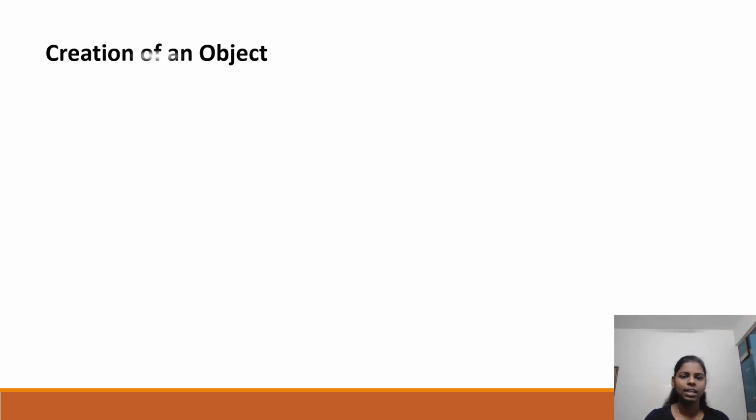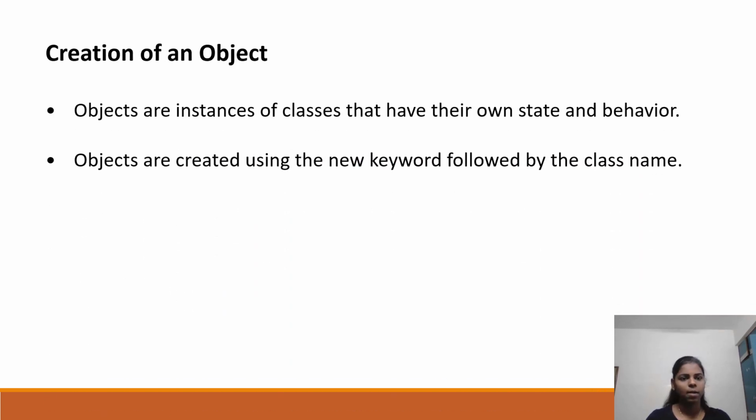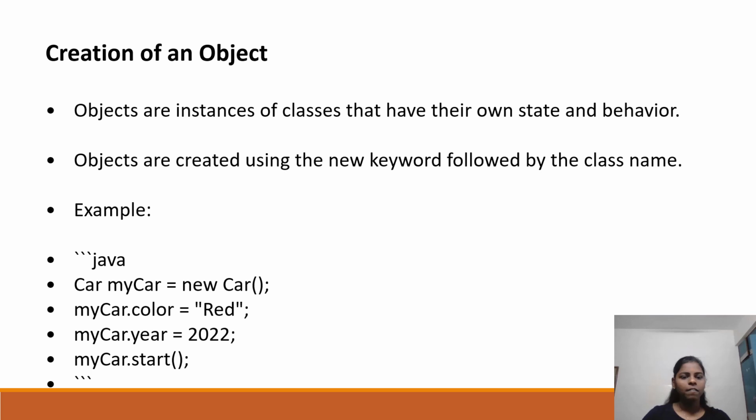Now let us see the creation of an object. Objects are instances of classes that have their own state and behavior. Objects are created using the new keyword followed by the class name. Now let us see the example. For creating an object, we'll use a class name as an object.